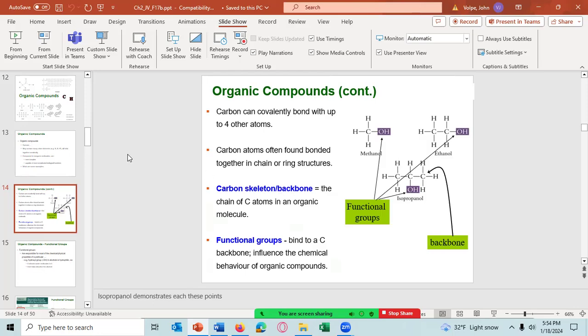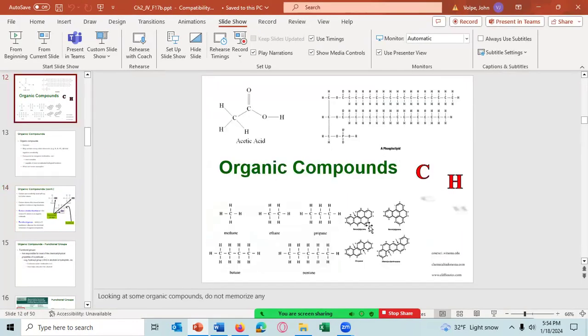What's unique about organic compounds is that they tend to be held together by carbon. Carbon can bind to 4 other atoms. Carbon can be bonded together in a chain or a ring structure. So here we're looking at a linear structure. Let's go back here. And this would be the chain or the ring structure. And that's the linear structure.